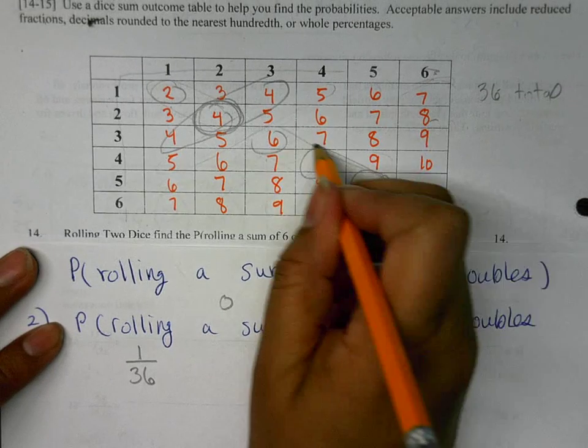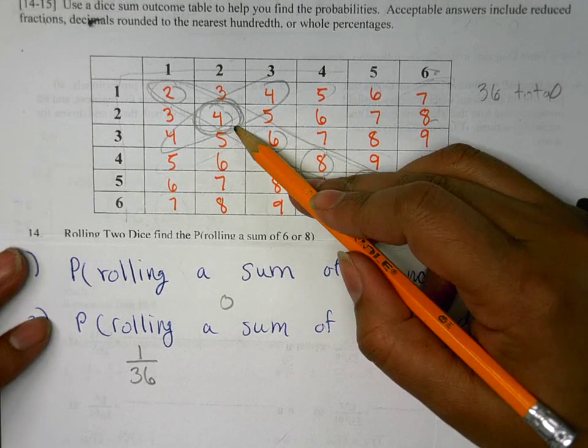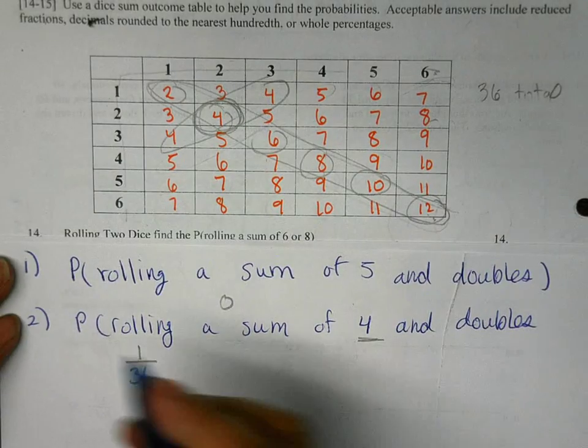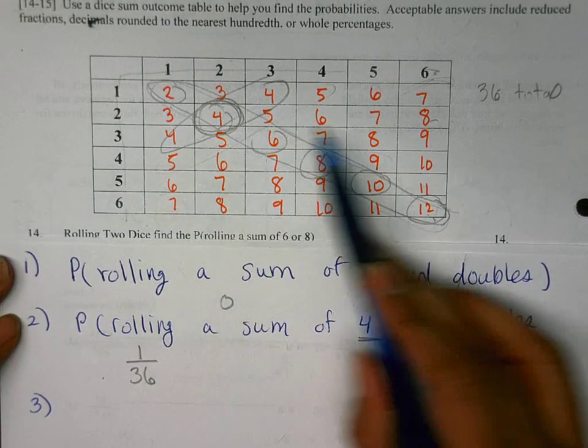These are my doubles. These are my 4s, and it overlaps right there 1 time. The 2, 2. Do you agree? All right, out of 36. It only overlapped once. 1 out of the total 36.